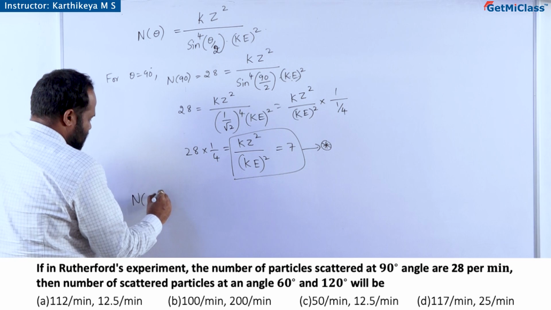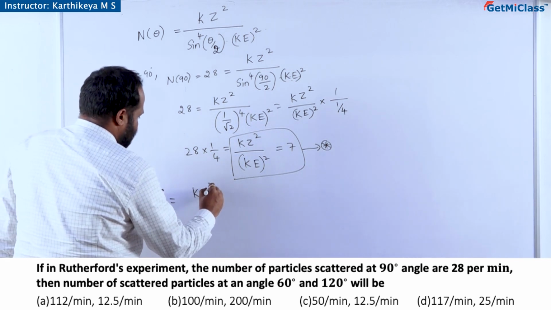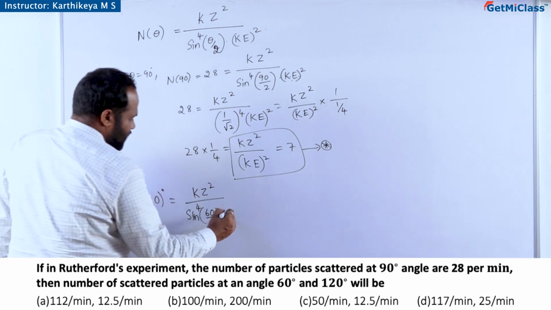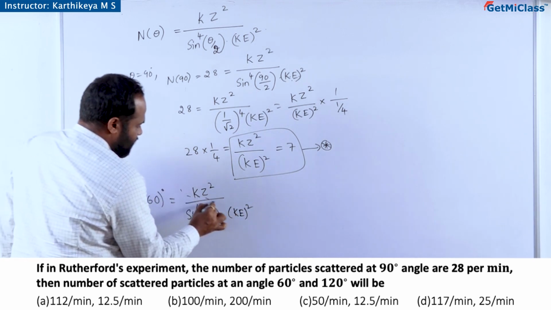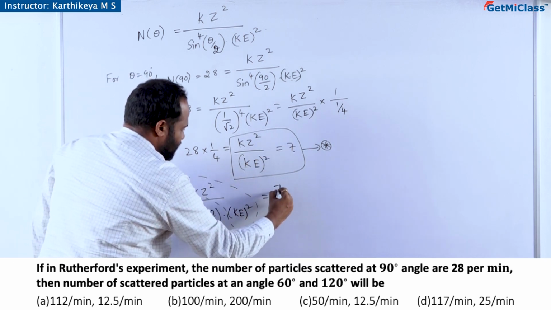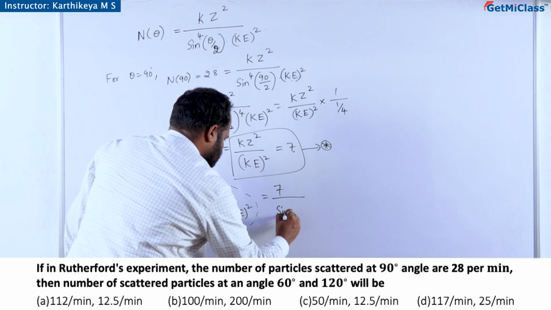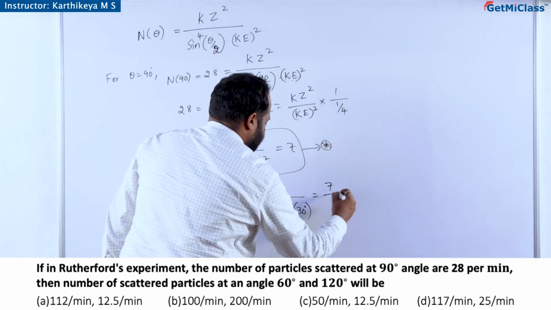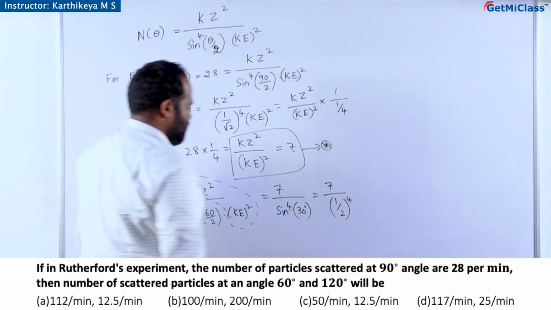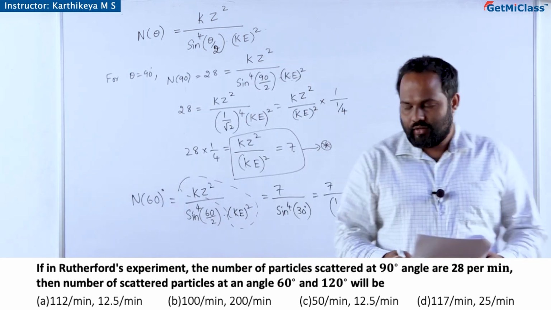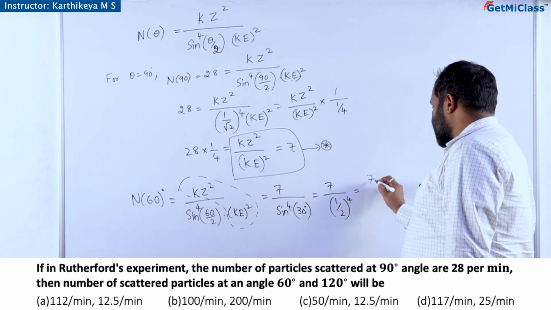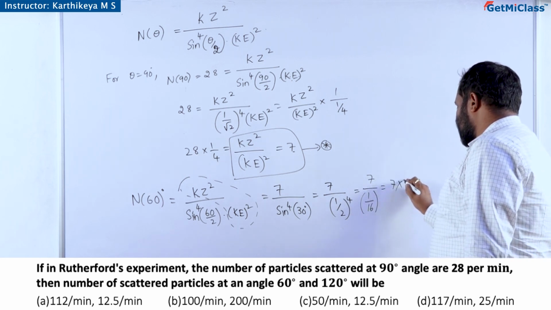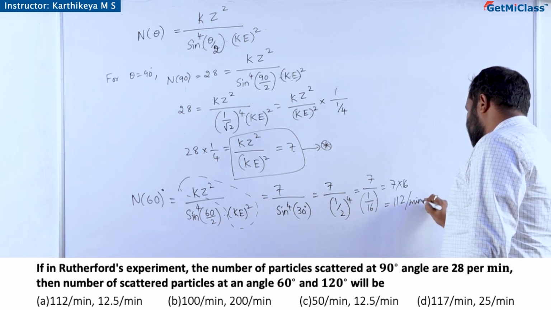So N of 60 degree will be the same formula, kZ square by sin 60 by 2 to the power 4 into kinetic energy whole square. This thing we have found out. How much is it? 7. It is 7 by sin 30 to the power 4. Sin 30 is half, half to the power 4. So that will be 7 by 1 by 16, which is 7 into 16, 112 per minute.